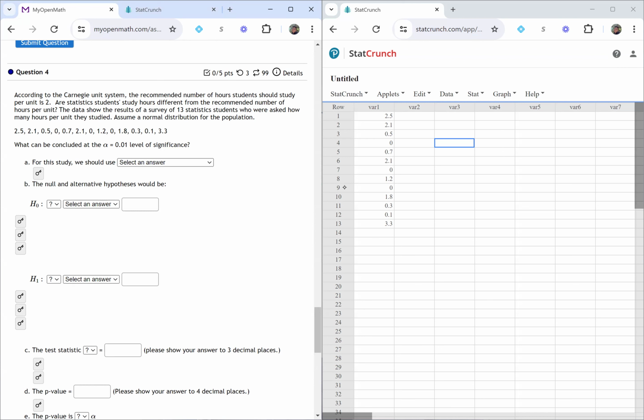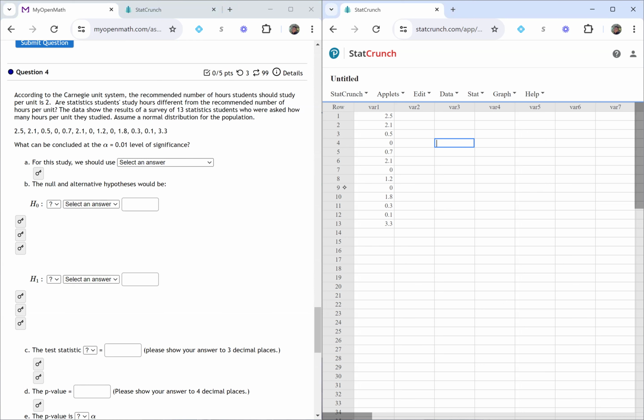Okay, so we've got a bunch of data, and you can see on the right-hand screen that I've already typed that data into StatCrunch. We're going to need that a little bit later, but for the beginning part of the question, we don't need any calculators at all. So we're going to look at these hours. We've got 13 different hours of study from 13 different students. And the question is, what can be concluded at the alpha equals 0.01 level of significance?